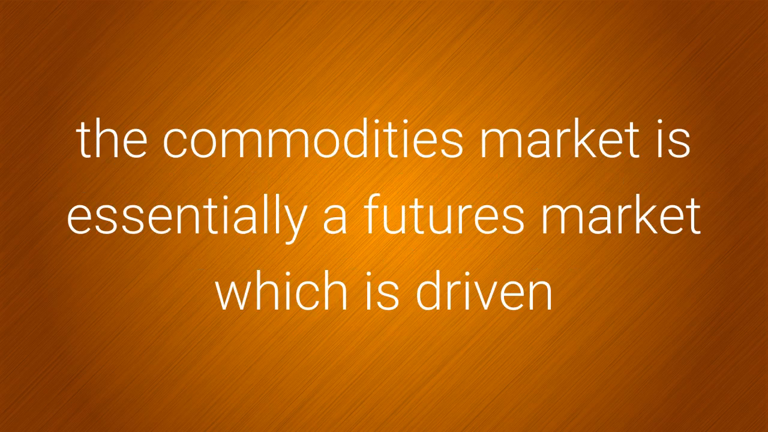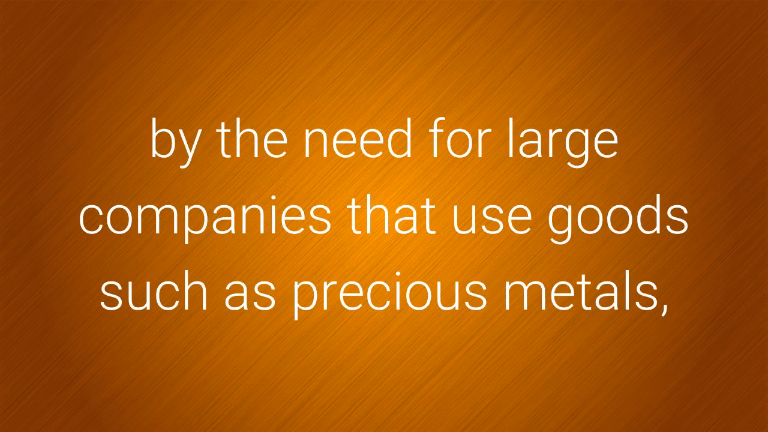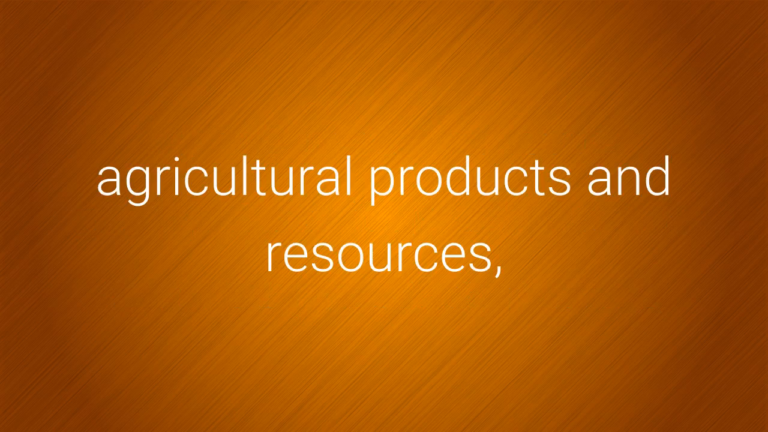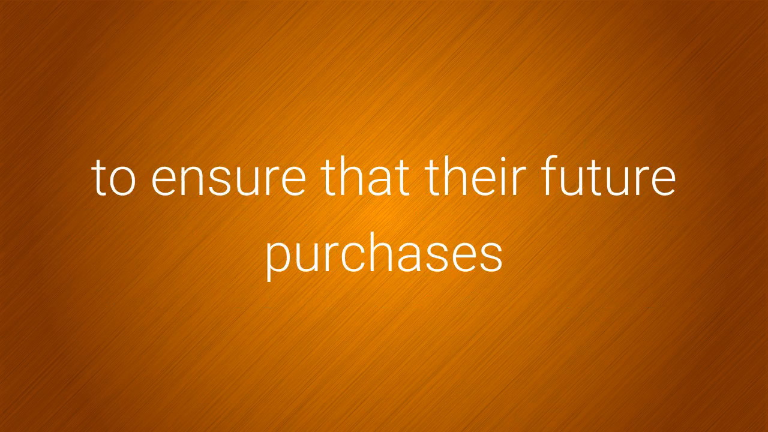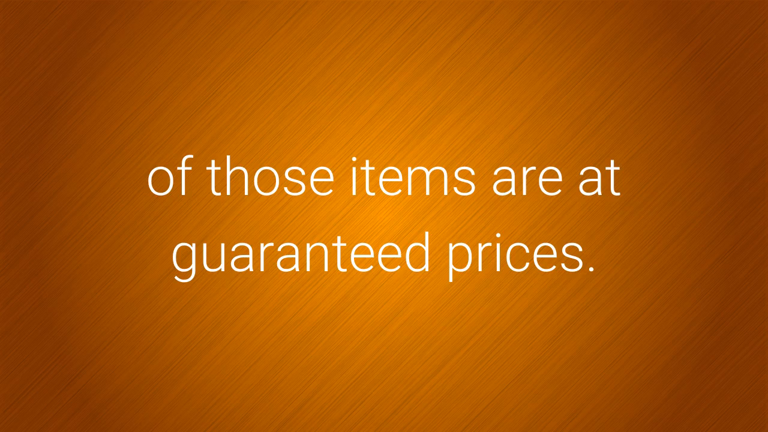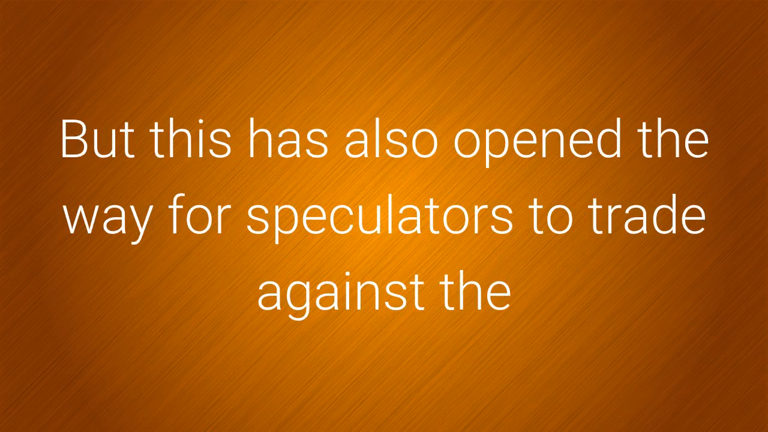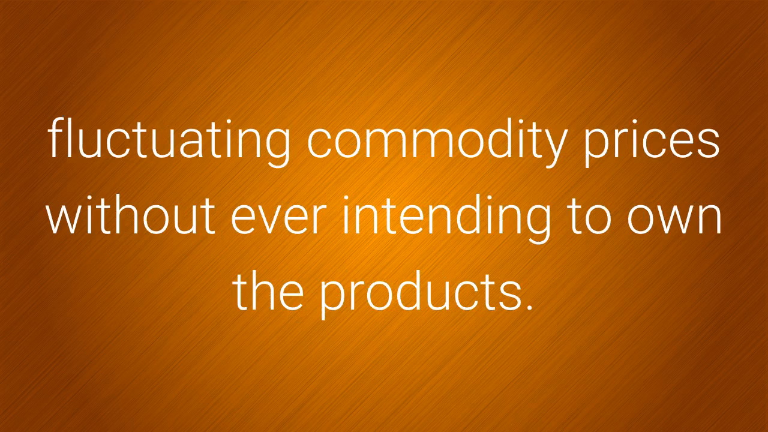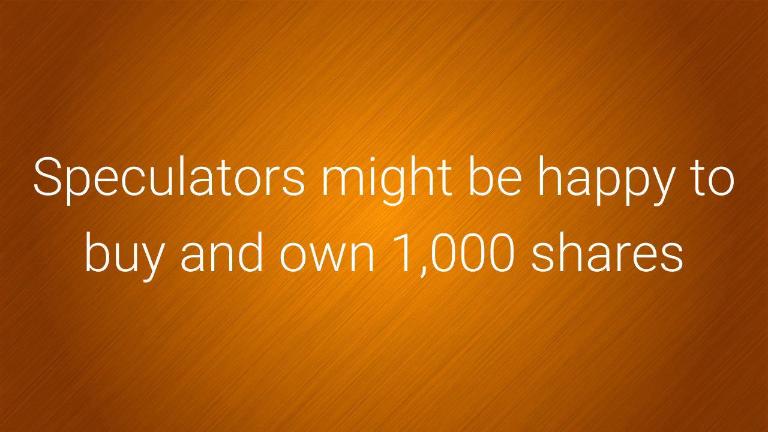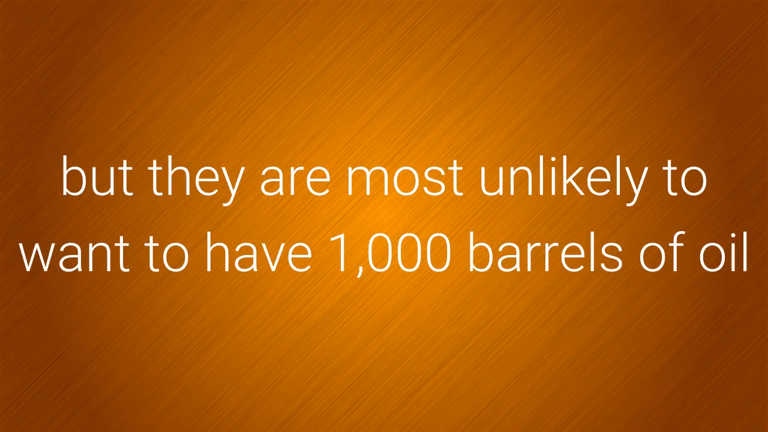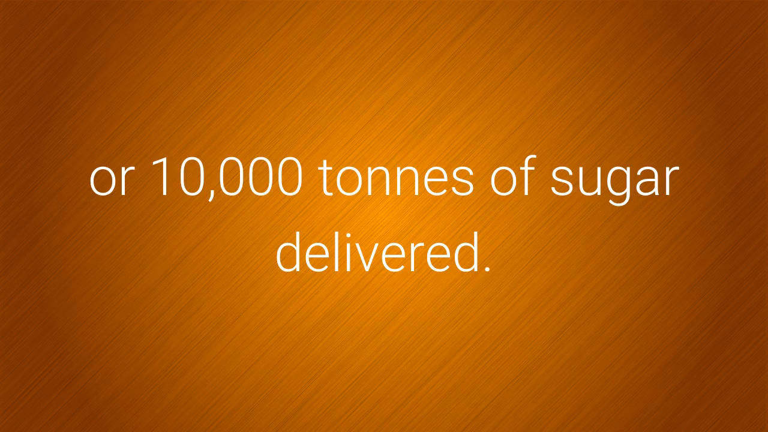In fact, the commodities market is essentially a futures market which is driven by the need for large companies that use goods such as precious metals, agricultural products and resources to ensure that their future purchases of those items are at guaranteed prices. This helps them to construct reliable forecasts of financial budgets. But this has also opened the way for speculators to trade against the fluctuating commodity prices without ever intending to own the products. Speculators might be happy to buy and own 1,000 shares, but they are most unlikely to want to have 1,000 barrels of oil or 10,000 tons of sugar delivered.